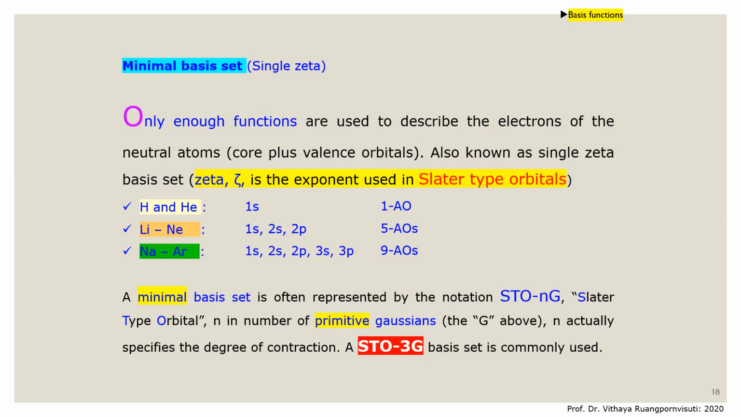A minimal basis set is often represented by the notation STO-NG, the Slater type orbital. N is the number of primitive Gaussians, denoted by G. N actually specifies the degree of contraction. The STO-3G basis set is commonly used.